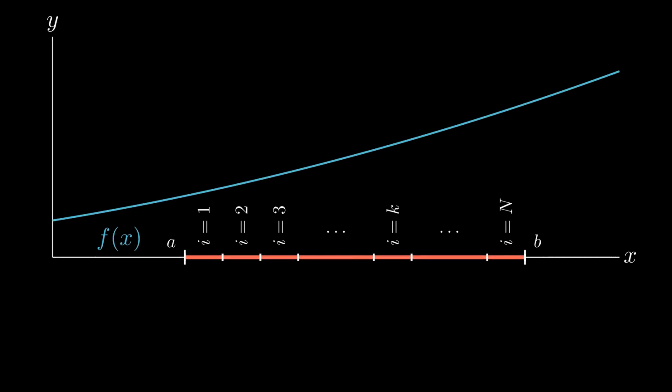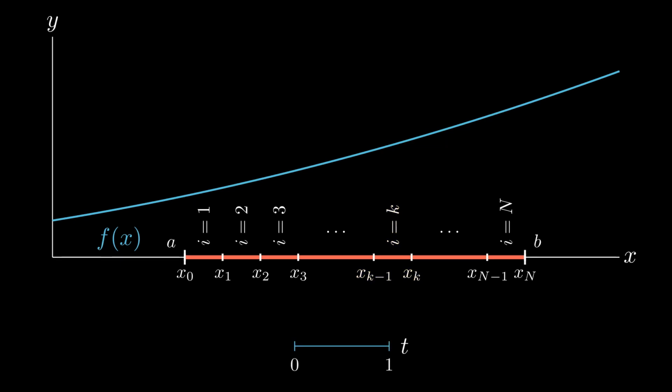We currently have a function f defined on the interval ab, which has been broken up into n subintervals. We're going to introduce some additional notation to this diagram. We will label the edges of the subintervals x sub i, starting with x0 on the far left and ending with x sub n on the far right. This means that the kth interval will be the interval from x sub k minus 1 to x sub k.